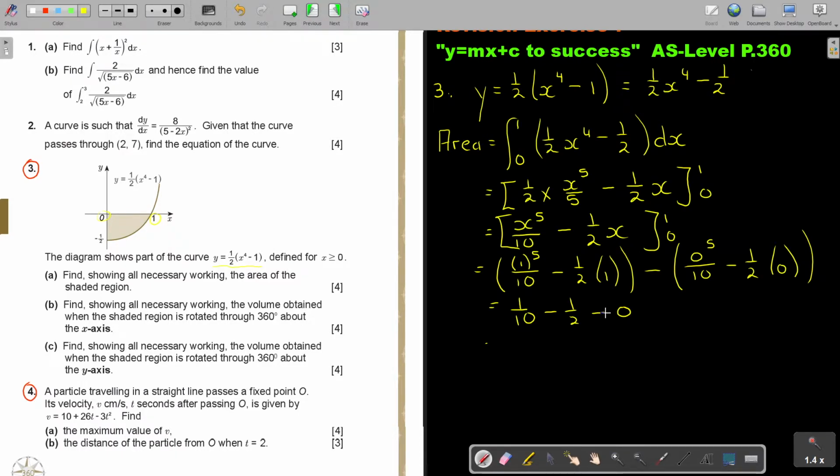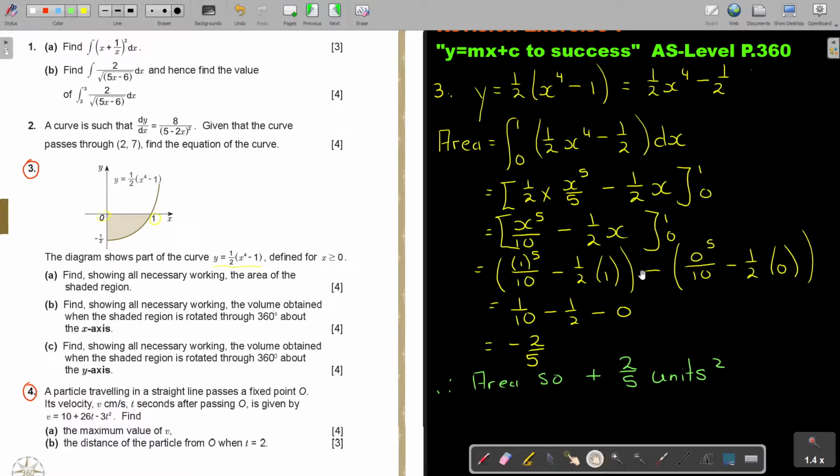So it's 1 over 10 minus a half. Let's just press on your calculator. I don't think there's a problem. So 1 over 10 minus 1 over 2, and that's negative 2 over 5. Now you say, but there is a problem. Area cannot be negative. It's just negative because it's underneath the x-axis. So you're going to end up saying, therefore, area is positive 2 over 5 units squared. Okay, so that's the first one.